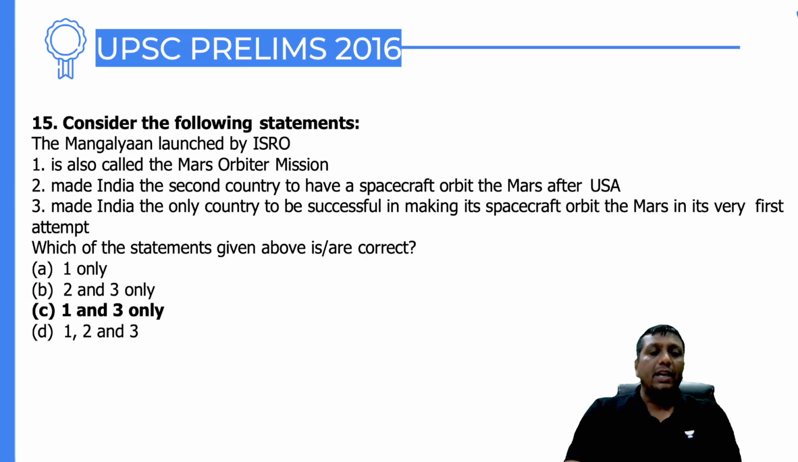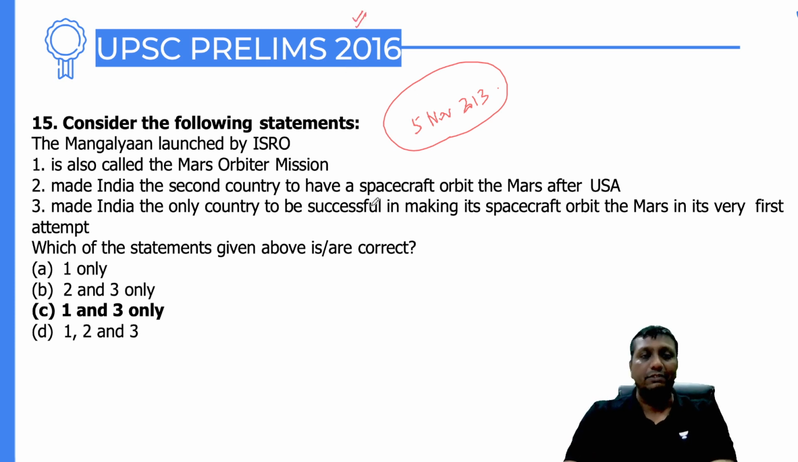Question number 15, guys. I hope you know very well that Mangalyaan was launched on the 5th of November 2013. It is an important question that UPSC made in 2016, though not current affairs based. Mangalyaan was launched by ISRO, that is right. It is also called the Mars Orbiter Mission. I hope you know very well, yes sir, it is also called the Mars Orbiter Mission.